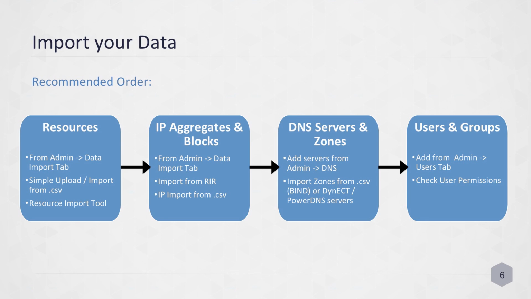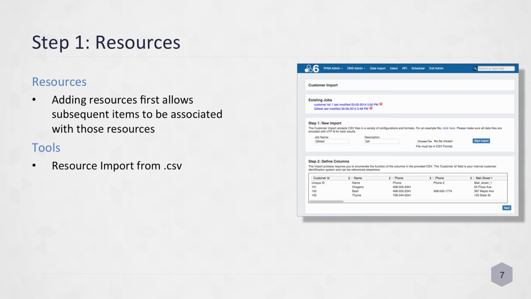The order in which items are added will depend on what ProVision functional area you will be using and what the current and desired data structure is. In general, the following order is recommended. First, resources, then IP aggregates and blocks, next, DNS servers and zones, and lastly, additional users and groups. Importing or creating your resources first allows subsequent items to be associated with those resources.